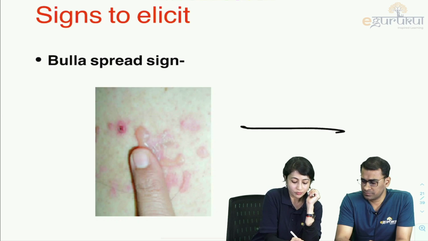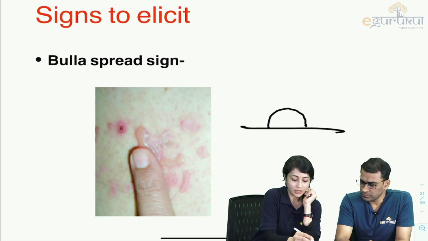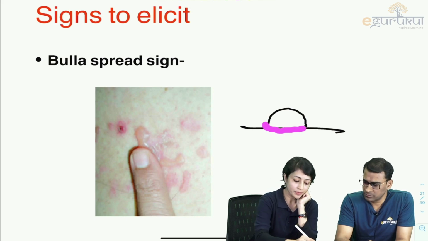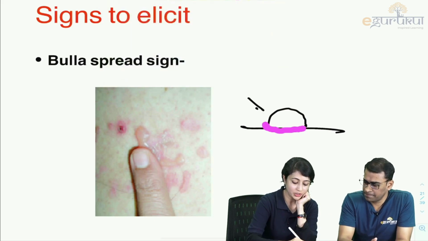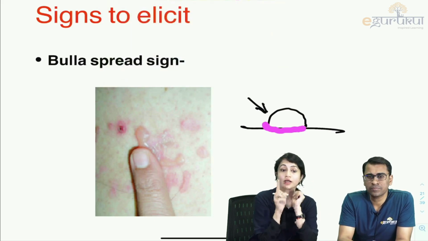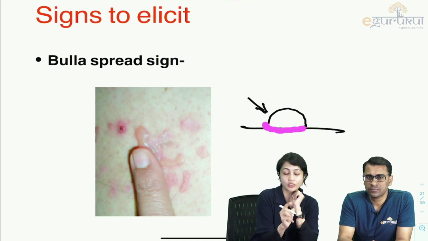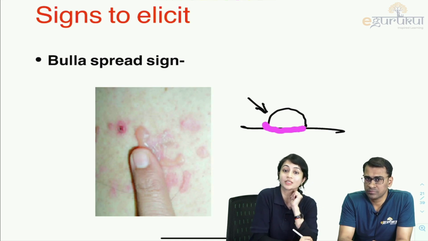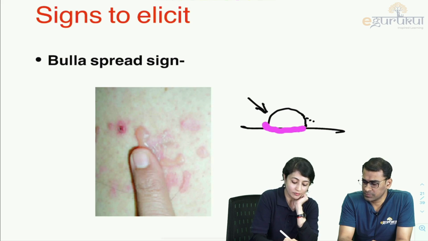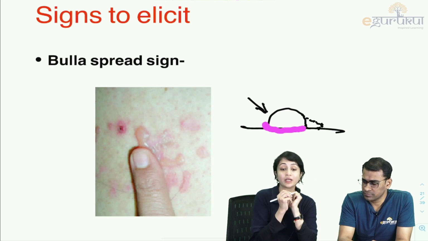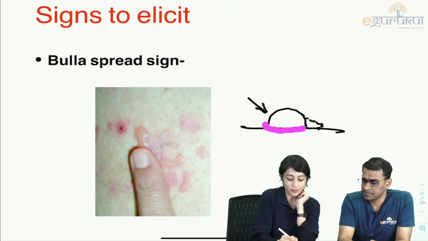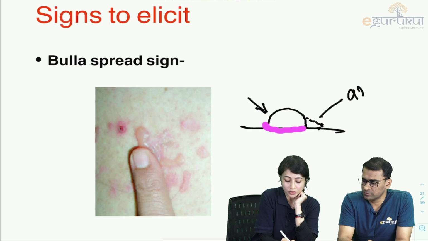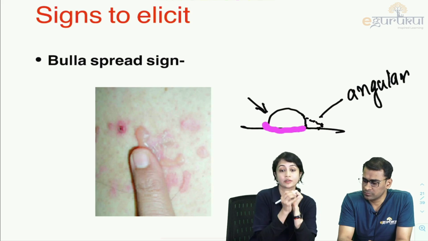Now see, there is a bulla here. Now I mark that bulla, usually using a pen. Now if I apply a tangential pressure on this bulla, again in intraepidermal disorders, my surrounding keratinocytes are also weak. So my bulla will spread. It will spread beyond the original marking. So this spread in intraepidermal disorders is usually angular.